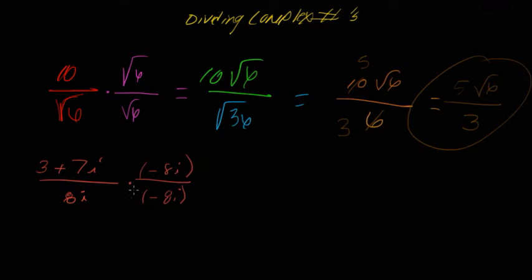Okay, so let's go ahead and multiply. This is how we're going to do this. We're going to take minus 8i and multiply it times 3. Then we're also going to multiply minus 8i times 7i. This is going to be divided by 8 times negative 8, which is minus 64, times i times i, which gives me i squared.